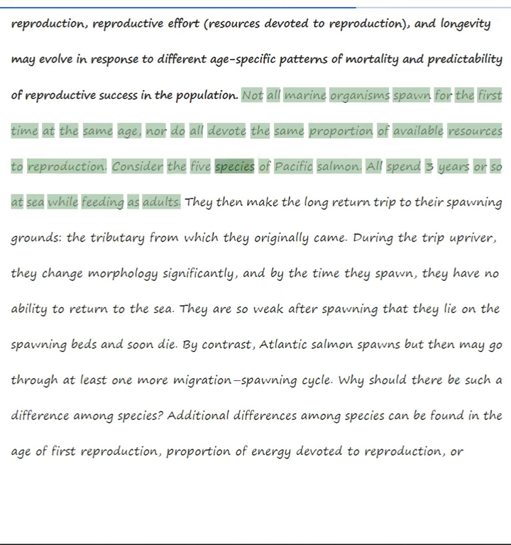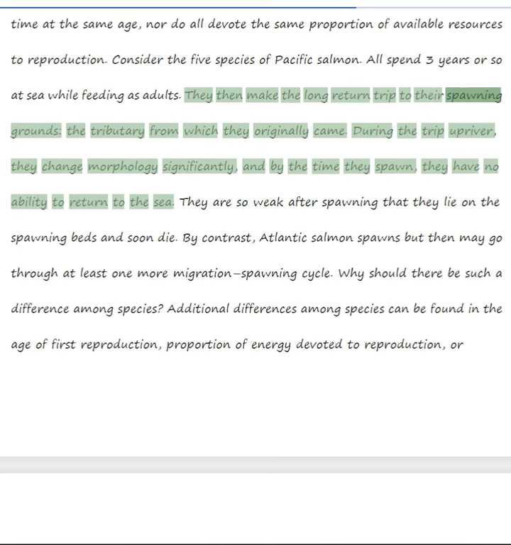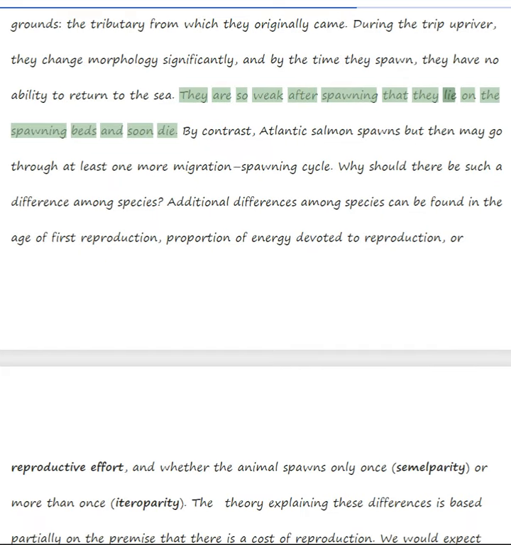Consider the 5 species of Pacific salmon. All spend 3 years or so at sea while feeding as adults. They then make the long return trip to their spawning grounds, the tributary from which they originally came. During the trip upriver, they change morphology significantly, and by the time they spawn, they have no ability to return to the sea. They are so weak after spawning that they lie on the spawning beds and soon die.